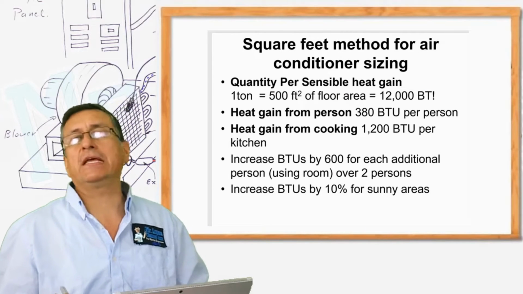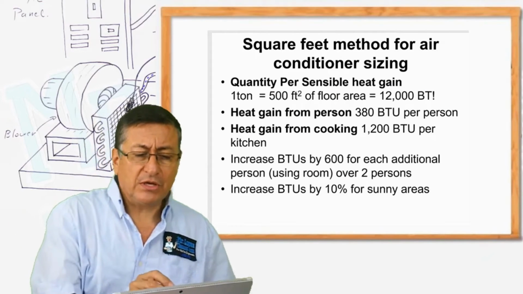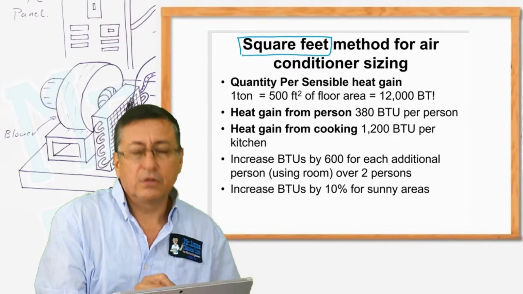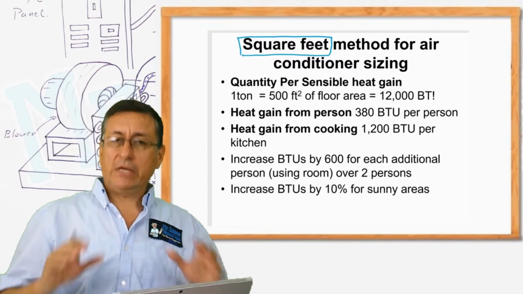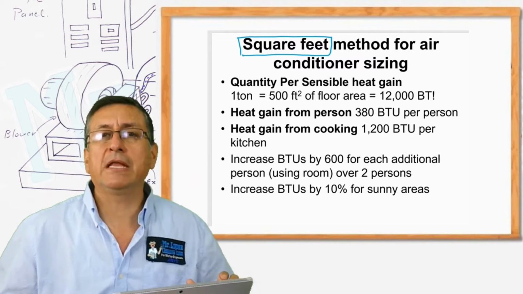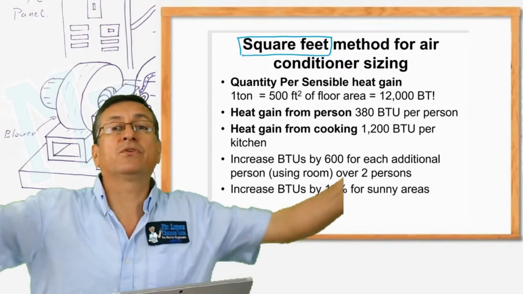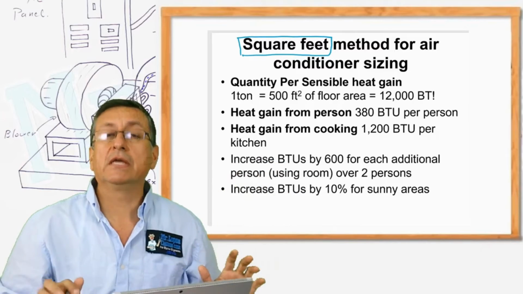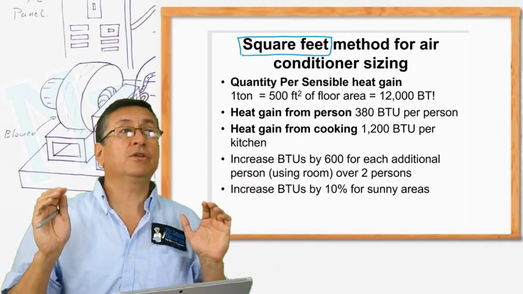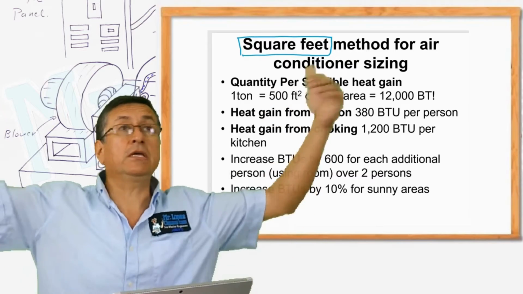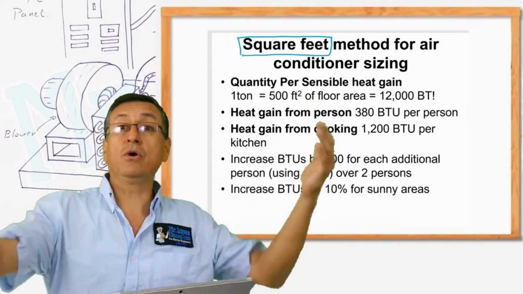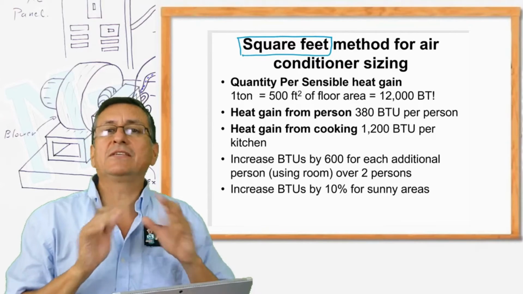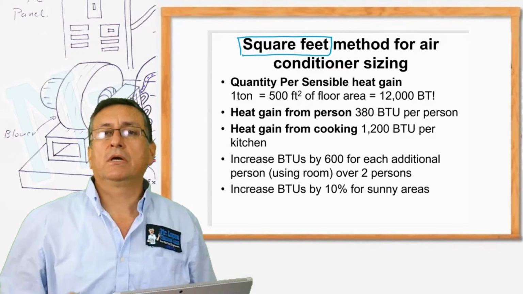Okay, my friend, the first one is this. We are going to use the square feet method. We are going to calculate the capacity of the air conditioning equipment according to the area of the room in square feet. And we are going to take into consideration if that room is sunny, because there are too many windows, and we are going to add for it. This method is good for our boats.